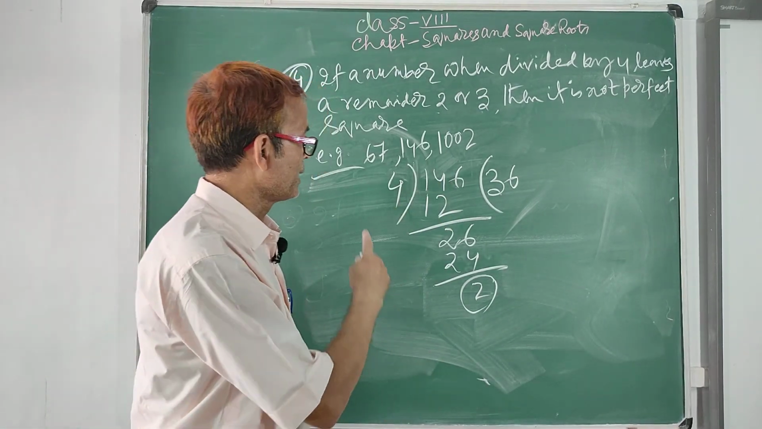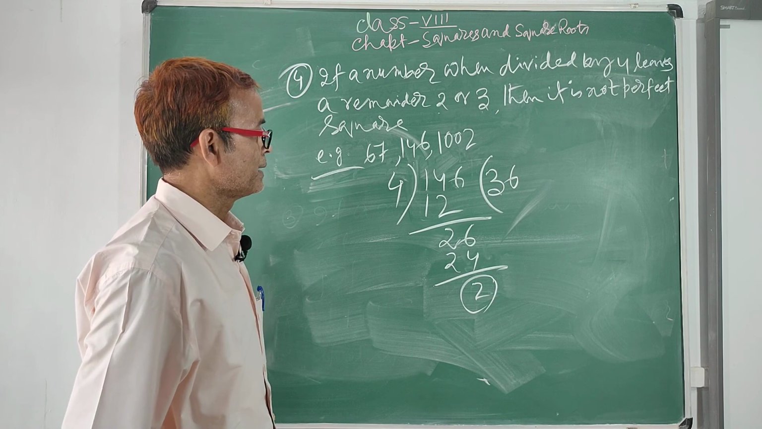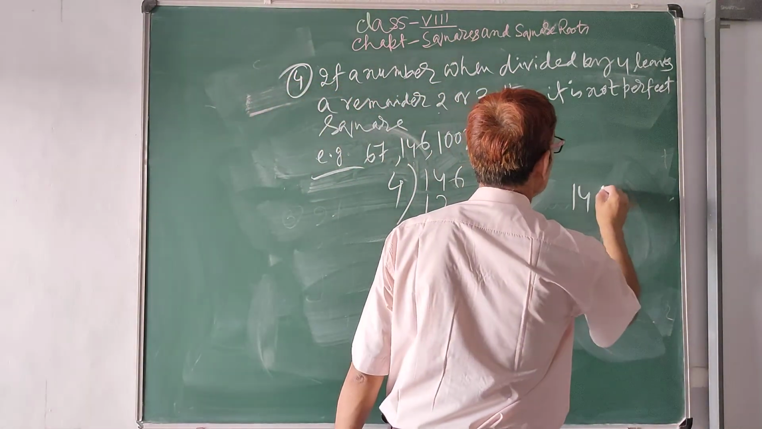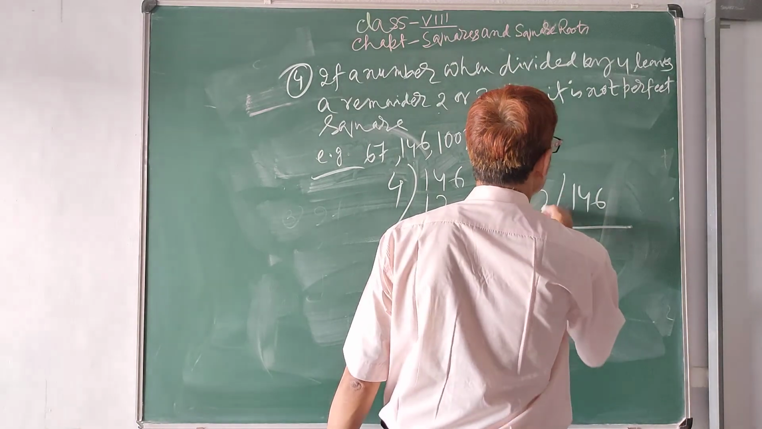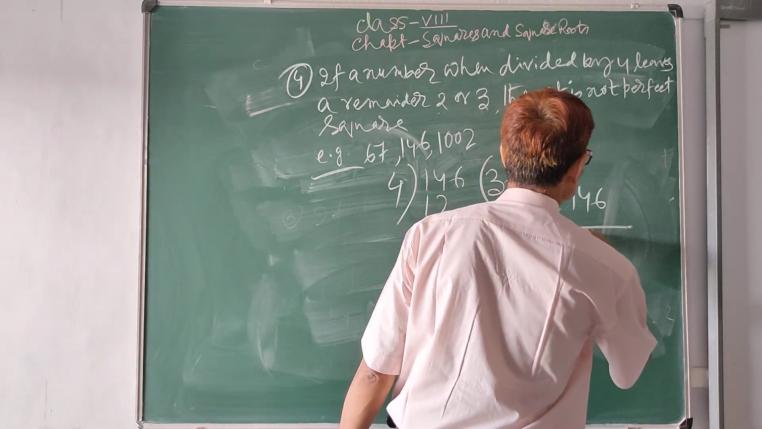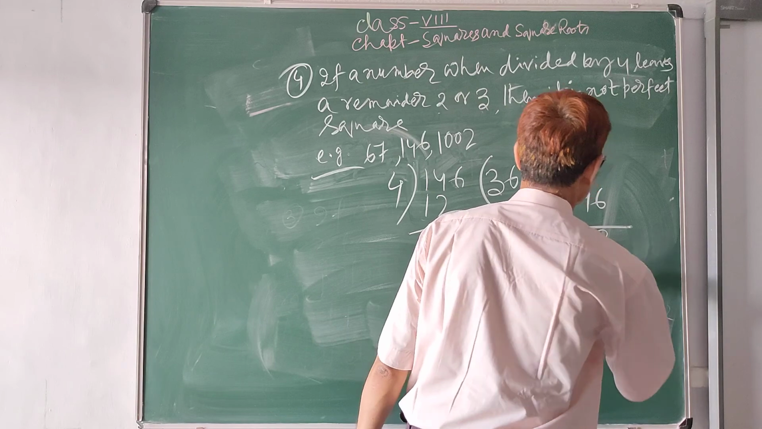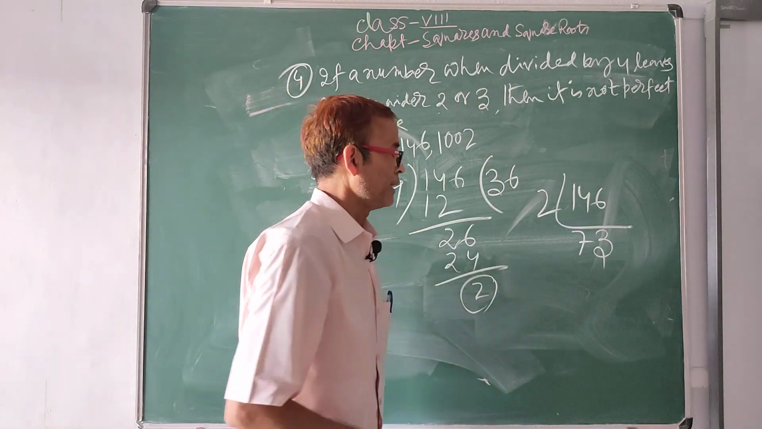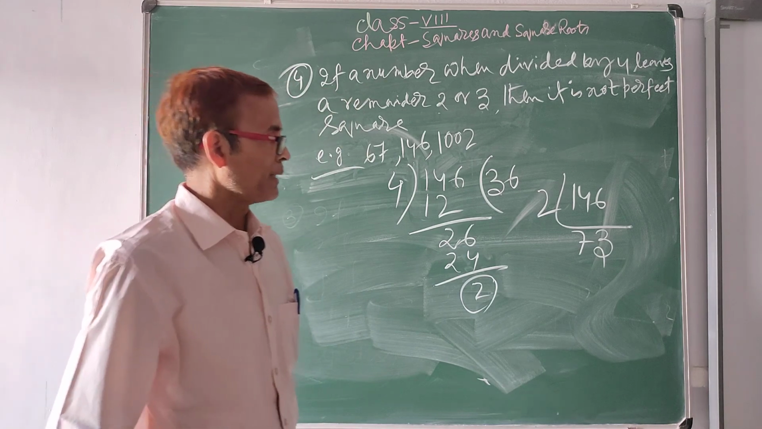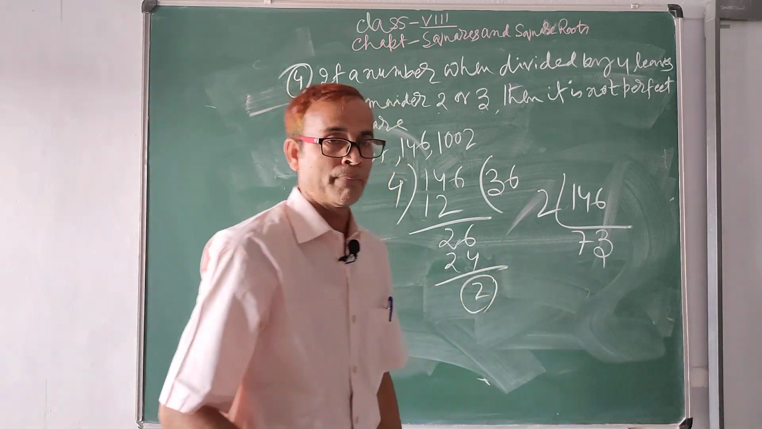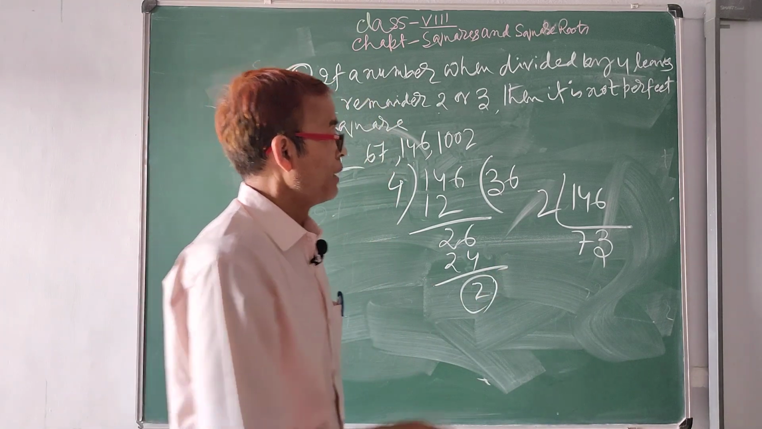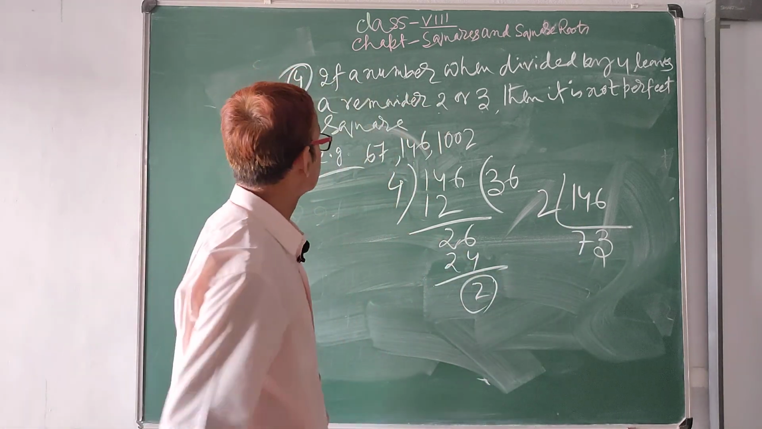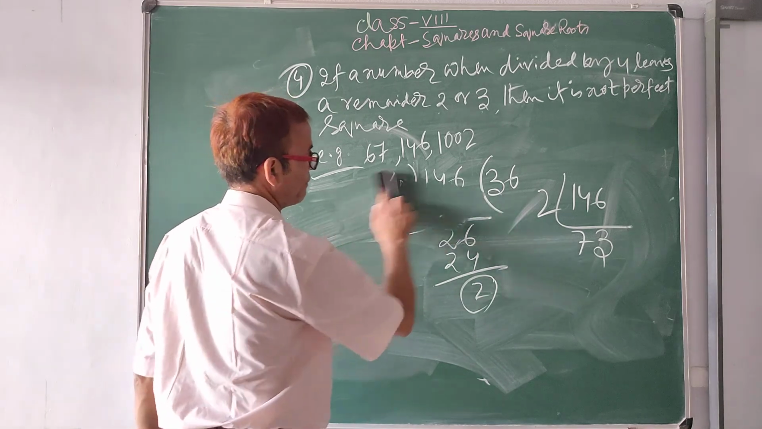So let us check whether 146 is a perfect square number or not. 73, 2 and 3 are the factors. 73 is a prime number. So 146 is not a perfect square number. Property number 5.